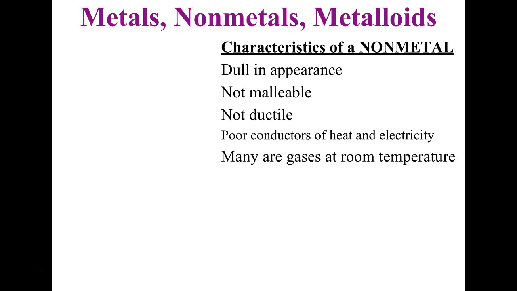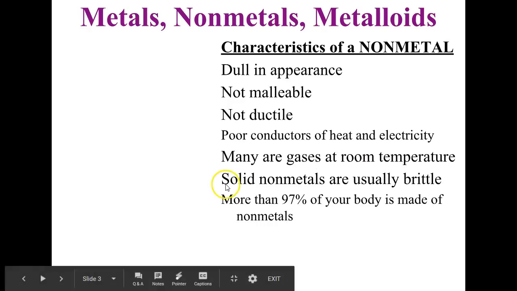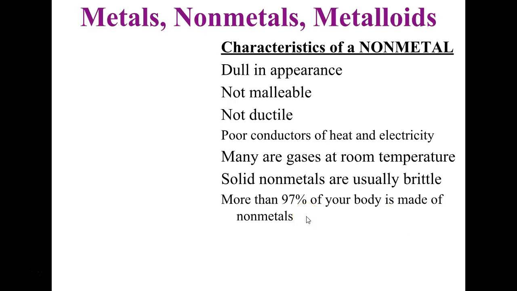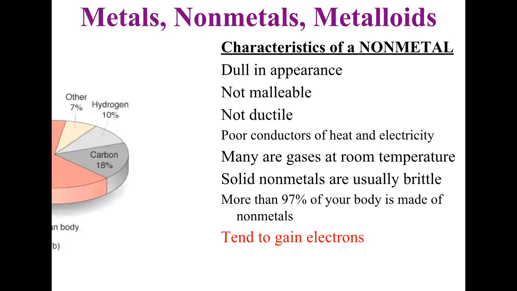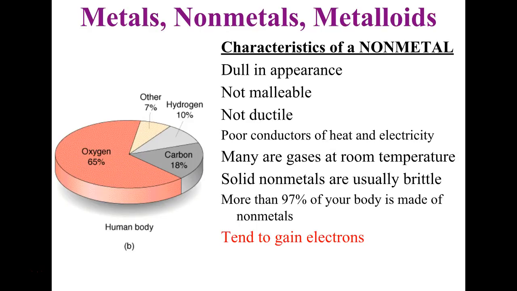Nonmetals, many of them are gases at room temperature, like oxygen that you're breathing right now. Solid nonmetals are usually brittle, which means they break easily, and more than 97% of your body is made of nonmetals. Nonmetals tend to gain electrons. That means they take electrons away from other elements when they interact with each other.